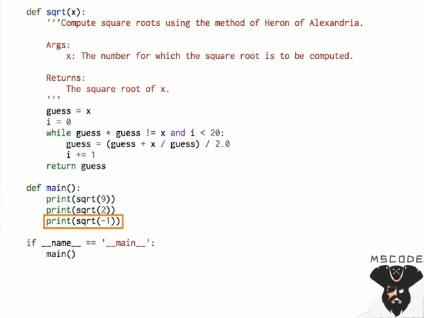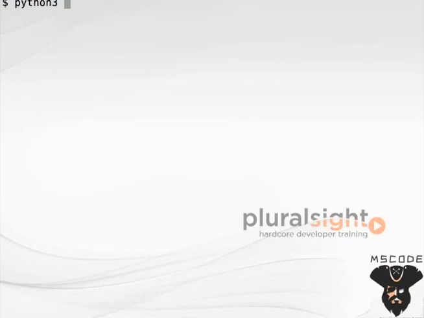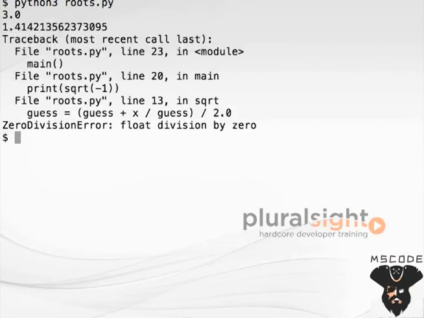Let's add a new line to the main function which takes the square root of -1. If we run that, we get a new exception. What has happened is that Python has intercepted a division by 0, which occurs on the second iteration of the loop, and raised an exception, a ZeroDivisionError.